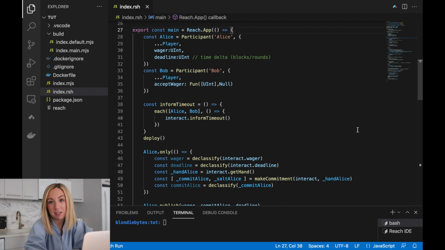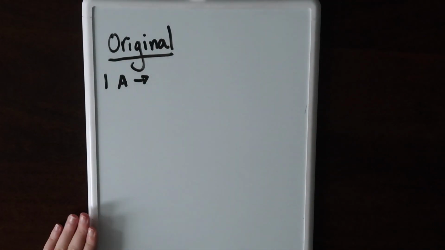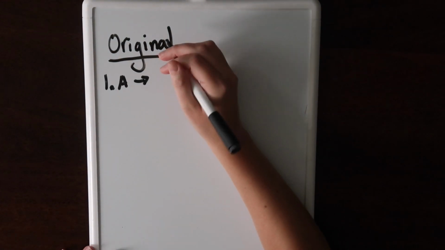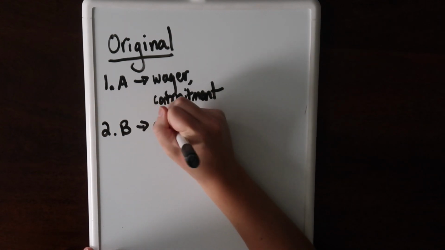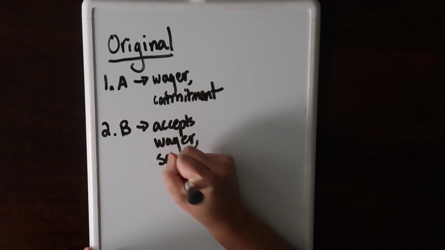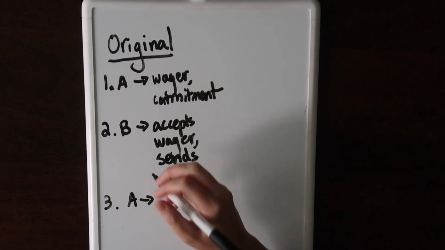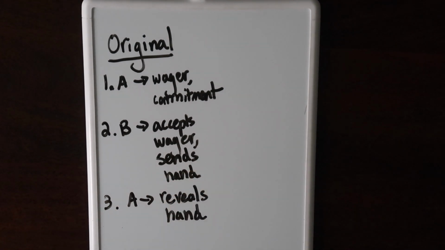The only thing that's going to be different is the order the actions take place. Currently, the steps are Alice sends her wager and commitment, then Bob accepts the wager and sends his hand, and then Alice reveals her hand. That's the end of the game.